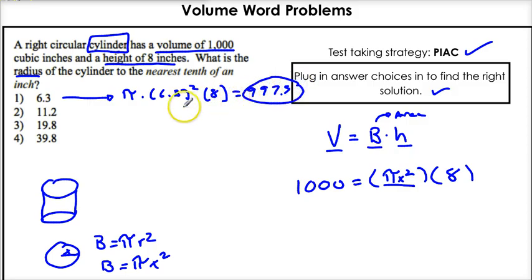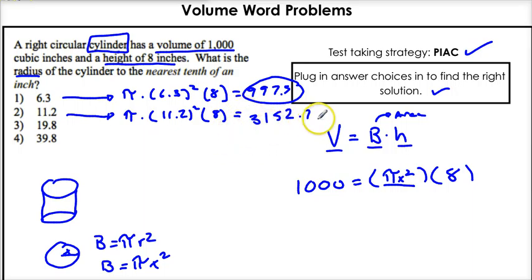All right, but maybe 11.2 is a little closer. So let's try this next one. So it's pi times, remember 11.2 is our radius, so it's 11.2 squared times 8. All right, we're just going to put that in the calculator. So it's pi times 11.2 squared times 8. And that got me something much bigger. I got 3152.7. And that's way too high already. So you know what? Out.